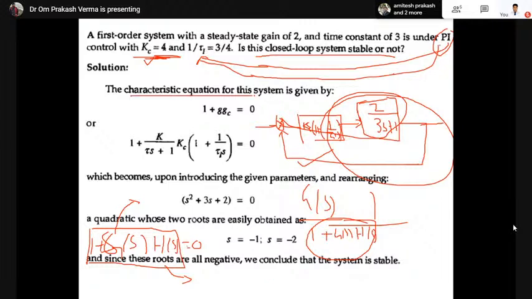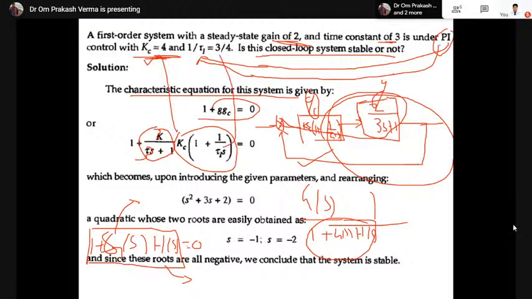So see the characteristic equation of this is nothing but 1 plus GcGp. Let's say this one is Gp, the gain of the process, and this is the gain of the controller. The process is given as K upon tau s plus 1, where the DC gain is 2 and tau is 3. And Kc into 1 plus 1 upon tau i s is the PI controller, proportional integral controller. Just put in the values, Kc as 4 and 1 upon tau i as 3 by 4, and try to solve this equation.